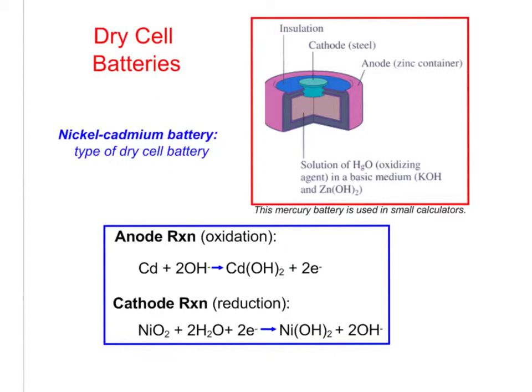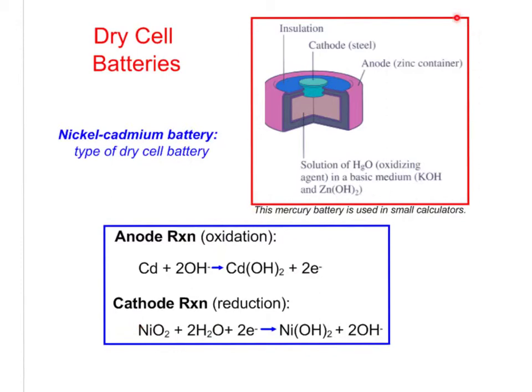So back to our dry cell batteries. We've got some more different dry cell batteries to look at. There's the nickel cadmium battery, and you have heard these. It's a type of dry cell battery. Here are the reactions for a nickel cadmium battery. The anode reaction where oxidation is occurring. Here our cadmium is being oxidized. Then we have our cathode reaction where reduction occurs, and that's the half reaction for that.